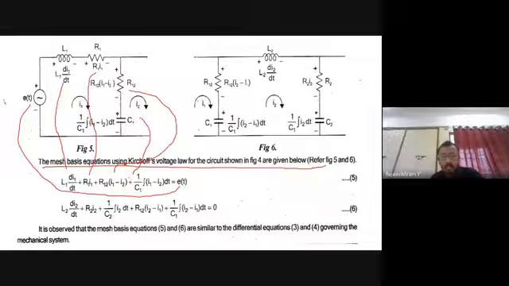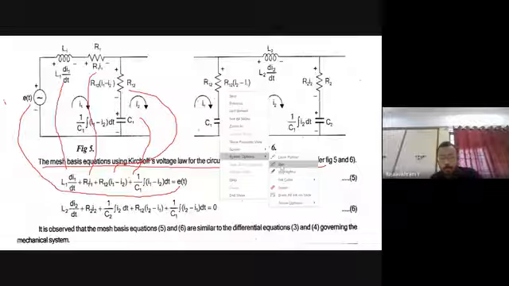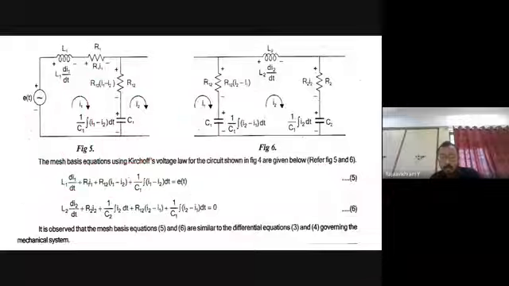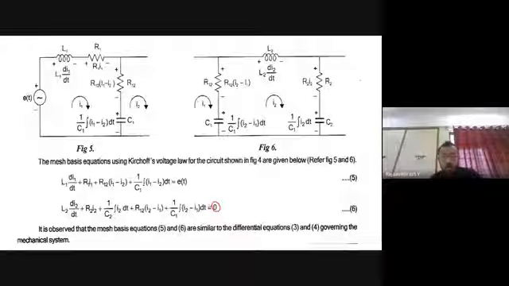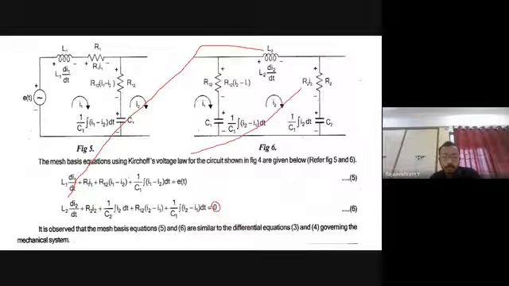Next, for the second node, there is no input. The input is 0, same as in the case of the M2 node. First, you start from L2: L2 into the current flowing, which is the second current I2, into di2 by dt. Next, R2 into I2, and then the capacitance C2. So these are all the individual elements for M2.